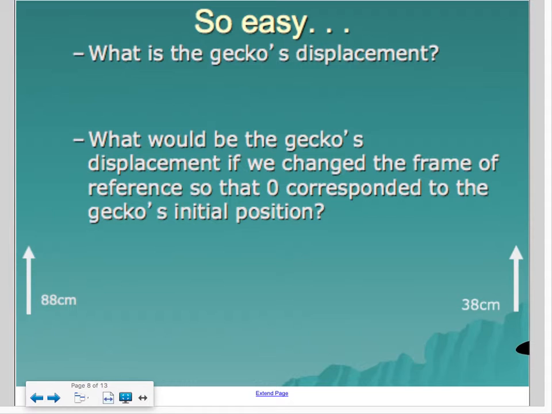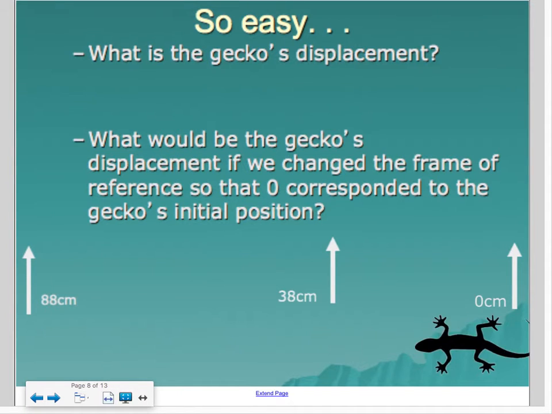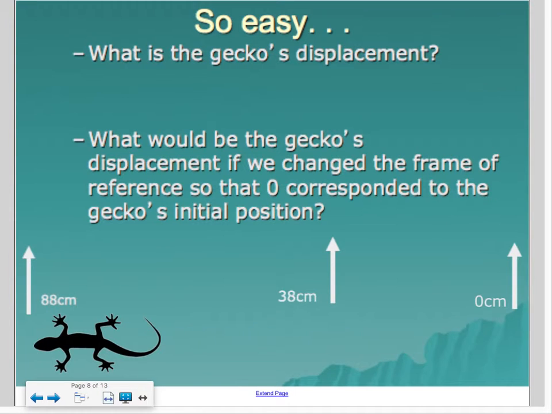However, what would happen if I brought the gecko all the way back again and changed the frame of reference, so that instead, 0 corresponds to my initial position? So 0 is right there now. It's like I took my 0 and scrunched in the scale. Can you visually see what I just did? The 0 was off the slide, off to the right-hand side, but now I've pulled it in. Now if the gecko travels the same distance you see here, what is its displacement? 88.